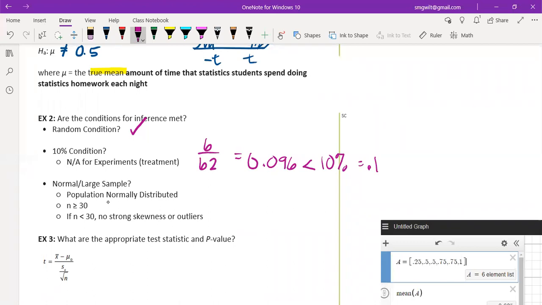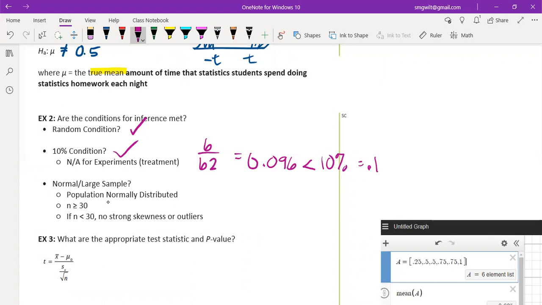Remember that this condition doesn't have to be checked if I'm doing an experiment. An experiment's not when I just have 2 groups, but when I have 2 groups where they're providing treatments, which is kind of a hint to you that the 10% condition does not apply. So that is less than 10%. So that means that condition was met.